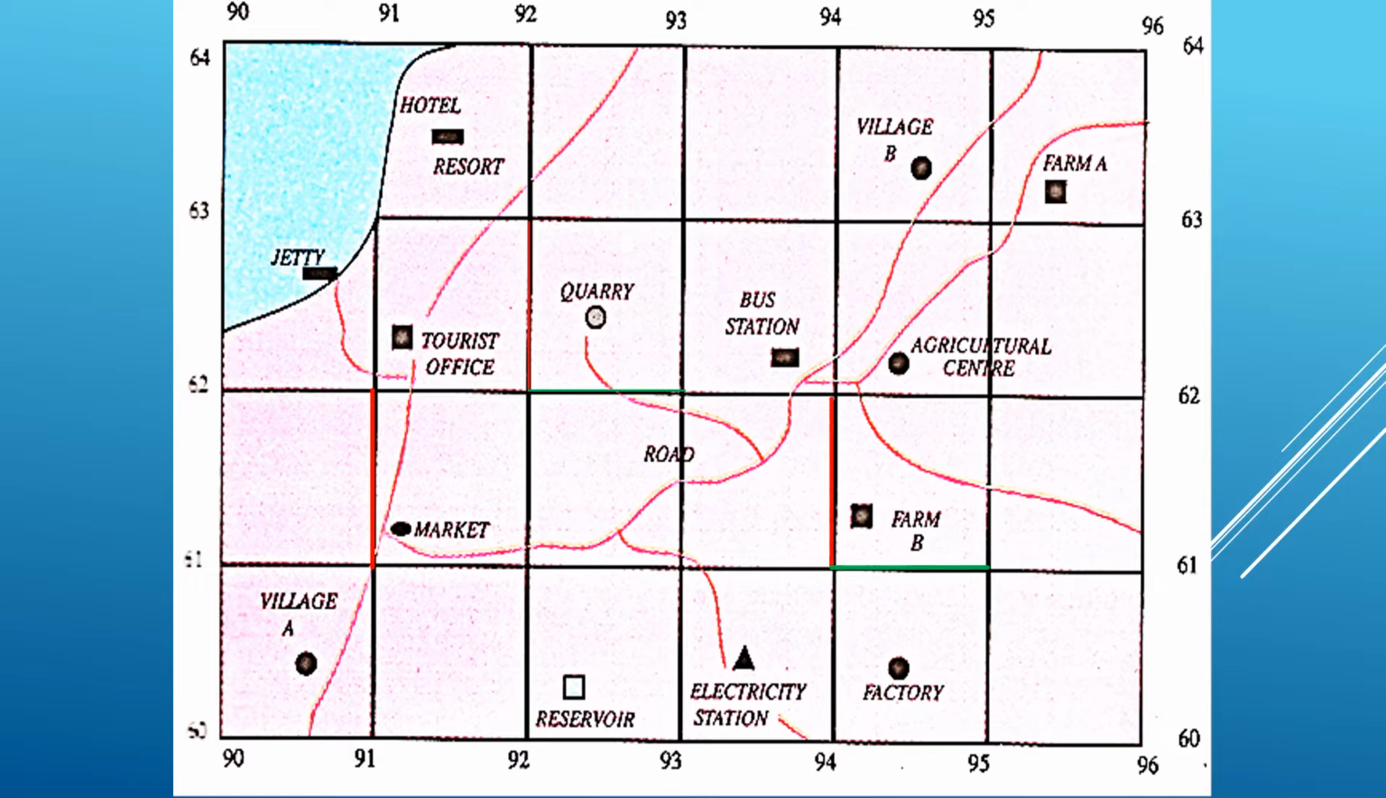Here we have our market. The market is located immediately east of easting 91 and north of northing 61. Therefore, our four-figure grid reference for the market is 9161. So you see, students, how simple it is. A four-figure grid reference is more general and a lot simpler. All right. So therefore, we just only need to remember one thing. First of all, you read the easting and then you read the northing.